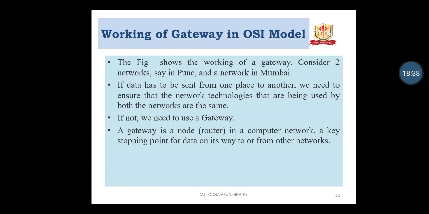Working of gateway in the OSI model. The figure shows the working of a gateway. Consider two networks in Pune and a network in Mumbai. If data has to be sent from one place to the other, we need to ensure that the network technologies being used by both networks are the same. If not, we need to use a gateway. A gateway is a node or a router in a computer network, a key stopping point for data on its way to or from other networks.